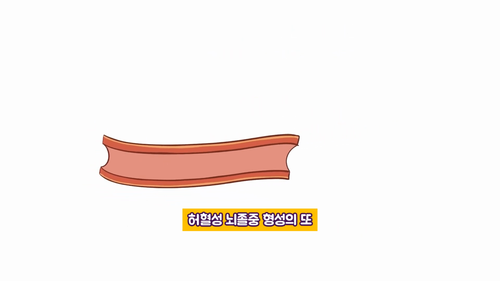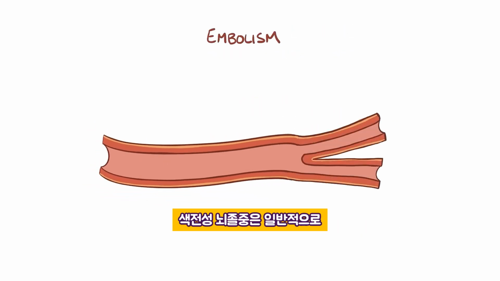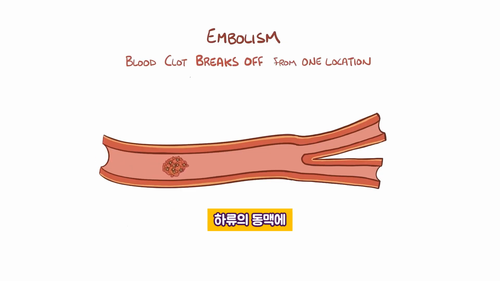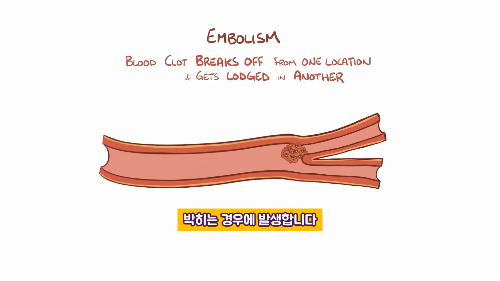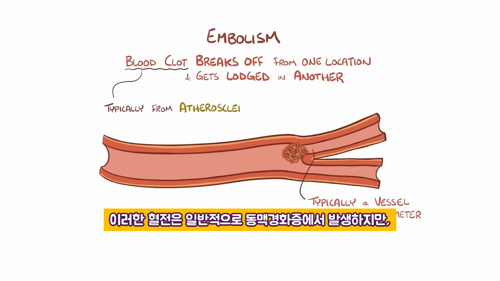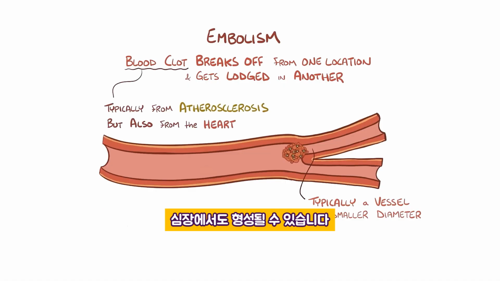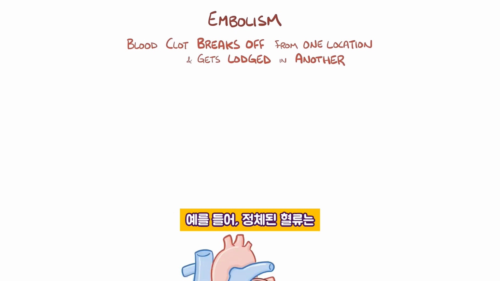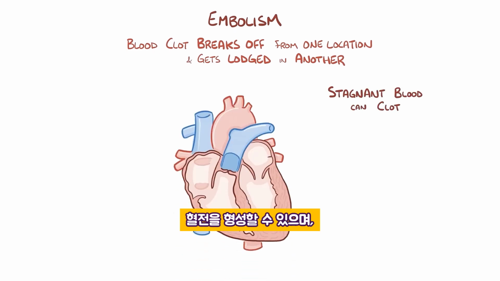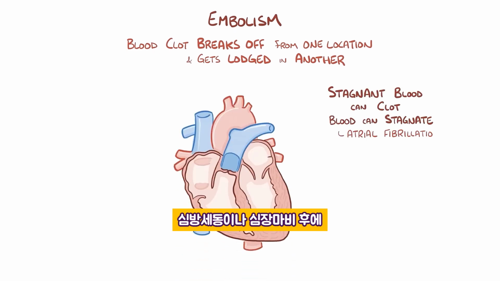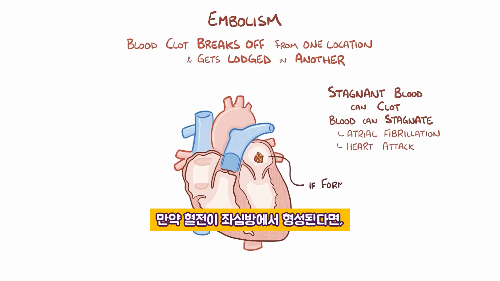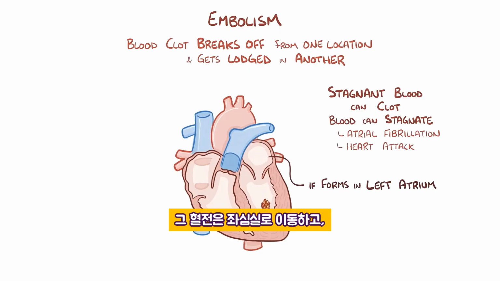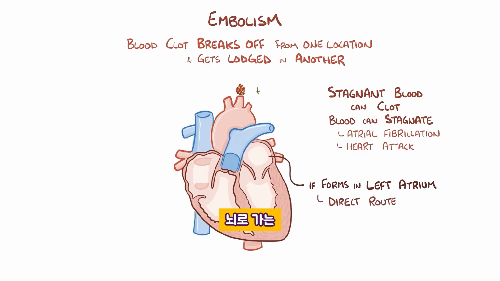Another mechanism for ischemic stroke formation is an embolism. An embolic stroke typically happens when a blood clot breaks off from one location, travels through the blood, and gets lodged in an artery downstream, typically an artery, arteriole, or capillary with a small diameter. These blood clots typically emerge from atherosclerosis, but they can also form in the heart. For example, stagnant blood flow can form a clot, and blood can stagnate due to atrial fibrillation or after a heart attack. If a clot forms in the left atrium, it moves into the left ventricle, and from there it has a direct route to the brain.